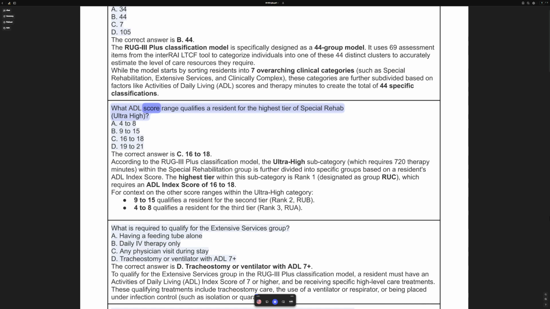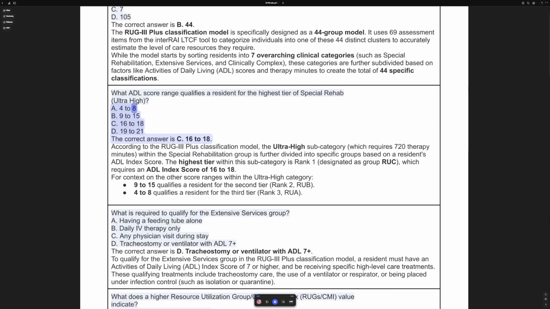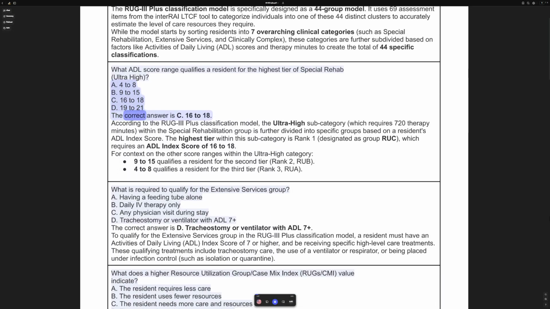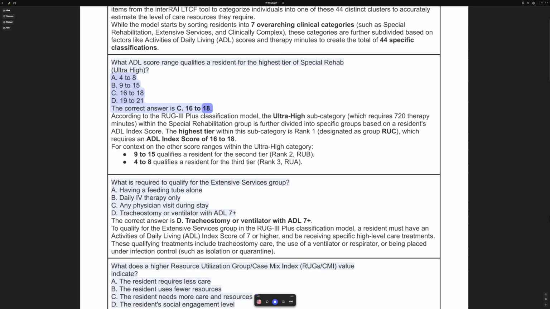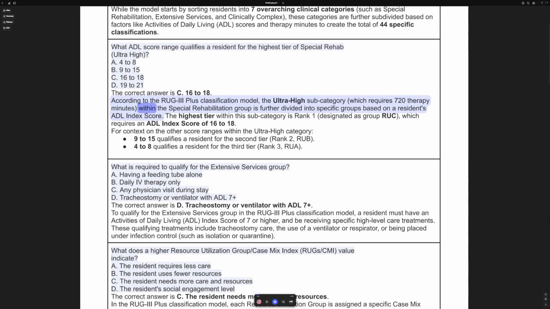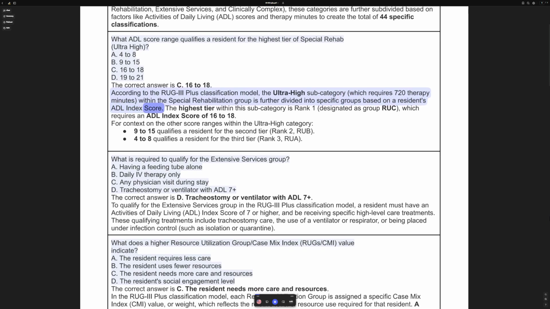What ADL score range qualifies a resident for the highest tier of special rehab, ultra high? A. 4 to 8, B. 9 to 15, C. 16 to 18, D. 19 to 21. The correct answer is C. 16 to 18. According to the RUG 3 Plus classification model, the ultra-high subcategory, which requires 720 therapy minutes, within the special rehabilitation group is further divided into specific groups based on a resident's ADL index score.